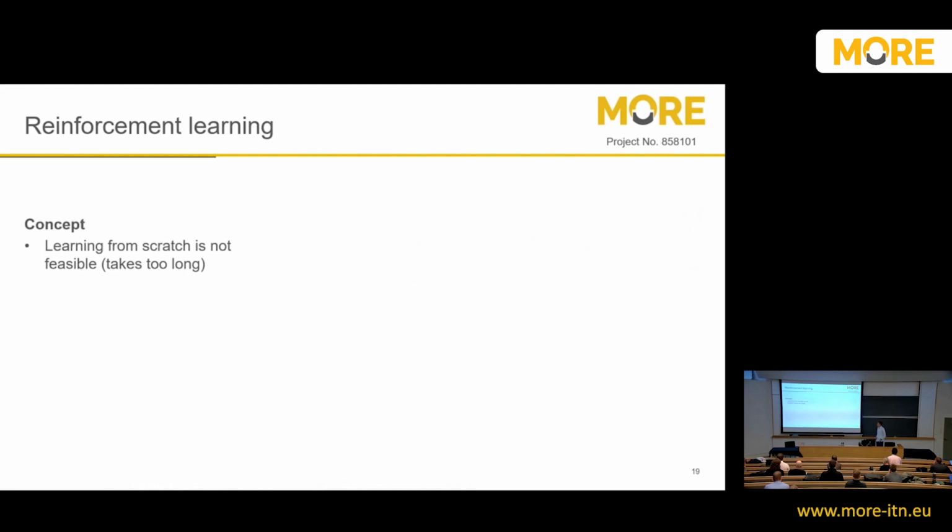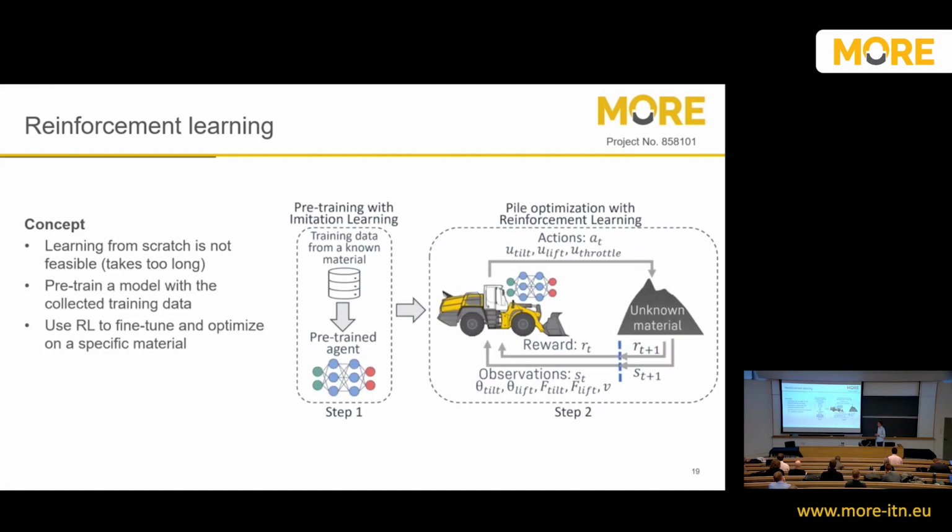And then we will come to the reinforcement learning part. So reinforcement learning in the real world is quite challenging. Learning from scratch on the machine is not really feasible in our case, because it would take quite long to learn it from scratch, and it will have some random behavior in the beginning. So what we will do instead is use one of the models that I showed you earlier as a pre-training example, and then when we have pre-trained on one material, we can use reinforcement learning to optimize on a certain pile or maybe on an unknown material that we haven't even seen in the training data.